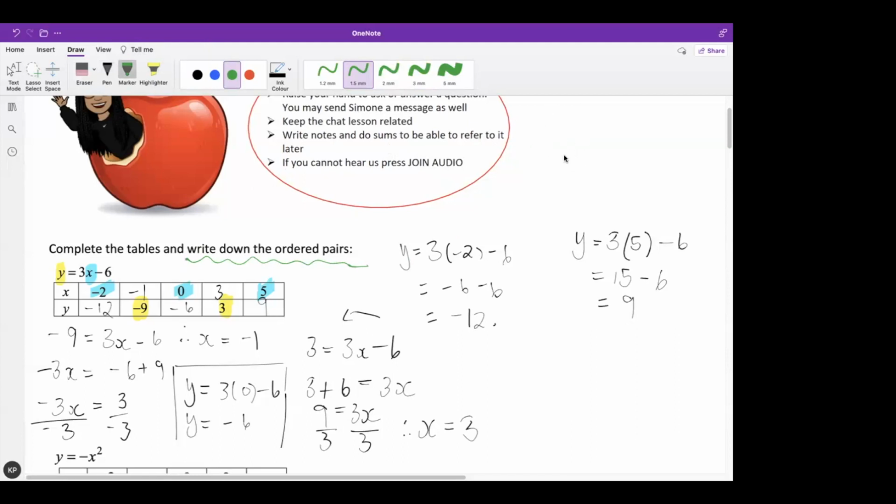Yes, Mikhail and Rylan. Thank you very much. Yes, Wadey, you may help. Please raise your hand so I can unmute you. There we go. Hello. How are you? So, the ordered pair for the first one is -2 and -12. Okay, so how am I going to write it? Brackets. There we go.